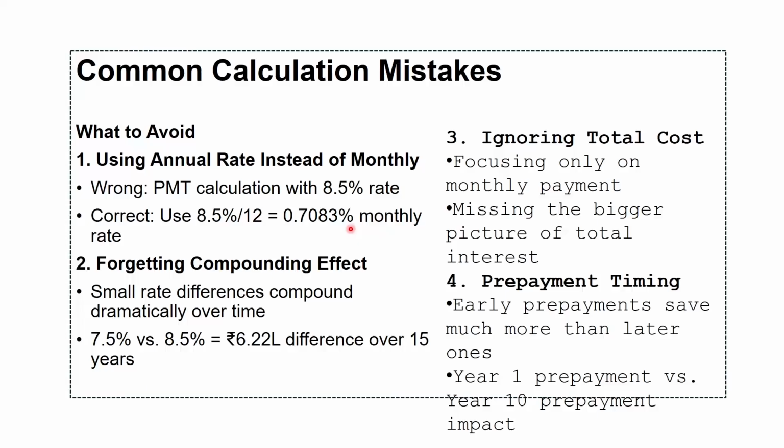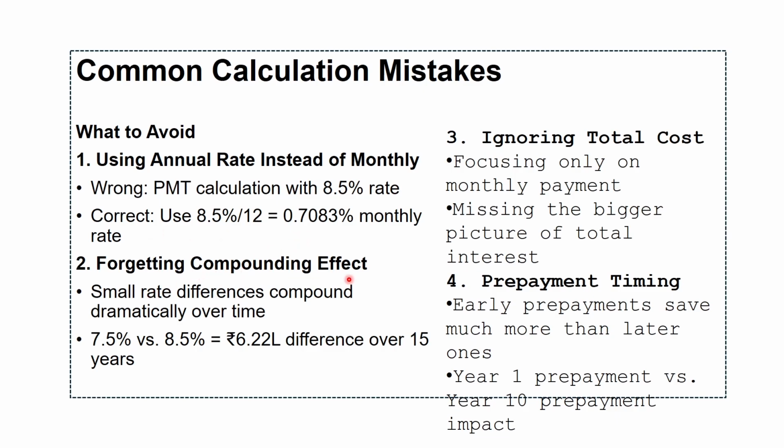Then we move to common calculation mistakes. Let's steer clear of these errors. The first one is using the annual rate 8.5% instead of the monthly rate. We discussed this, that sometimes this error is made and it should not be done, but we sometimes do see that. Here is an example of a PMT calculation where the 8.5% rate is directly taken, and the correct process would be 8.5 divided by 12 equals 0.7083% monthly rate. So that will be the correct method.